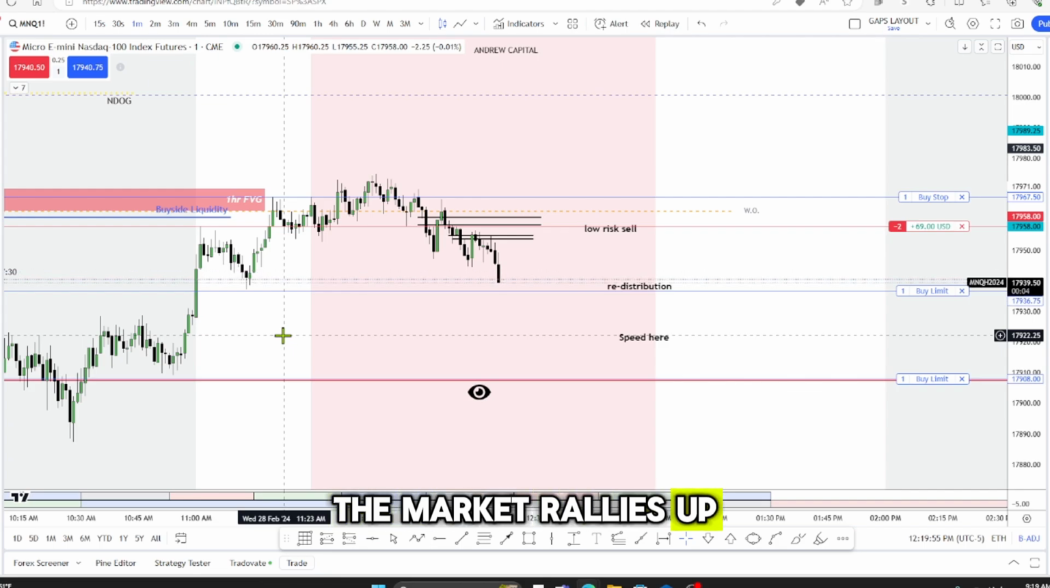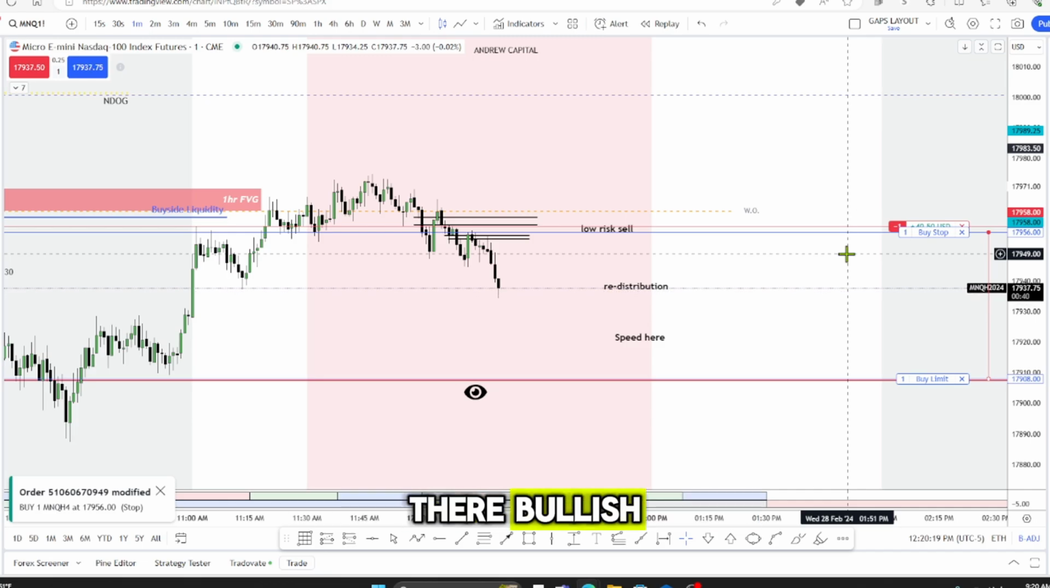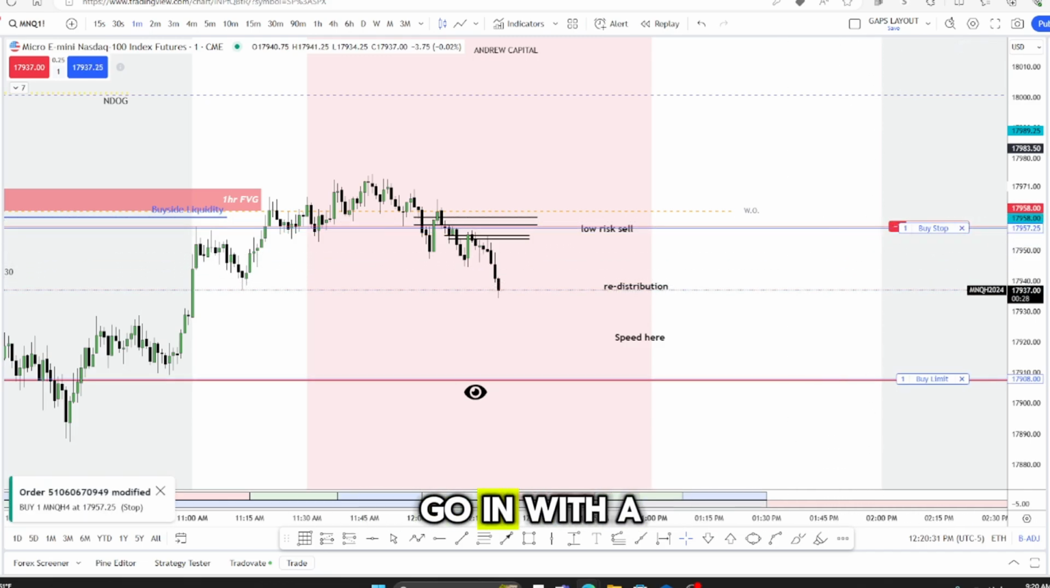So the market rallies up. What do we see in this time frame? An inefficiency and a swing high. Shift in market structure there, bullish. That low's intact. This is where you go in with a low risk buy.